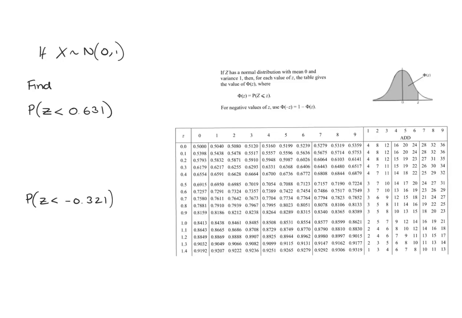In this video, we're going to have a look at using statistical tables to find Z values for a standard normal distribution. So a standard normal distribution has a mean of 0 and a variance of 1. So the first thing we're going to do is find when Z is less than 0.631.